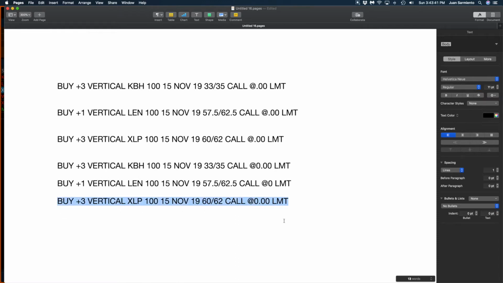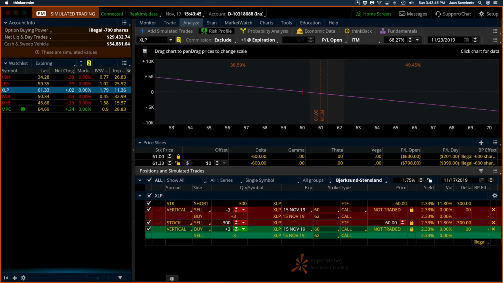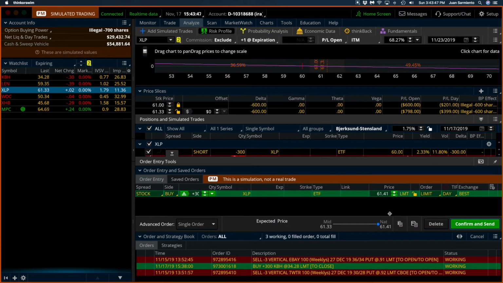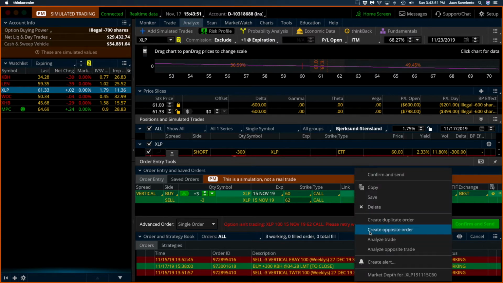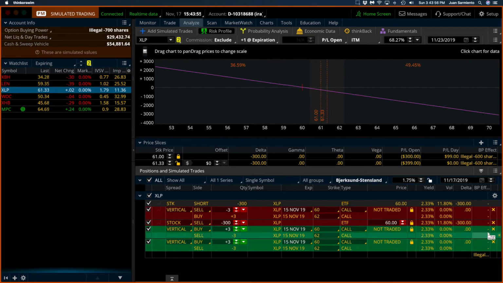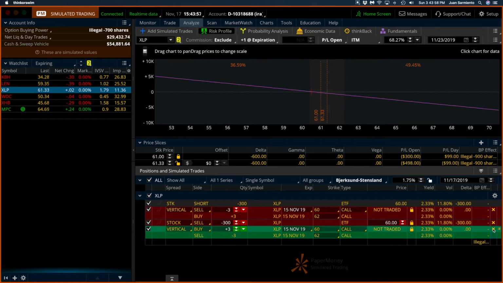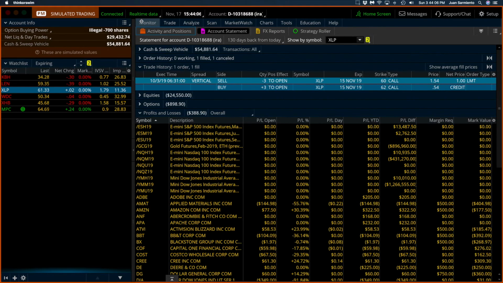Copy that, take it back to the platform, click on this icon, this other icon, and now paste it and analyze trade. There it is. Okay, we can delete the previous because that has a price on it, and here we are. We have a loss of $99. That should be reflected on my Monitor tab.